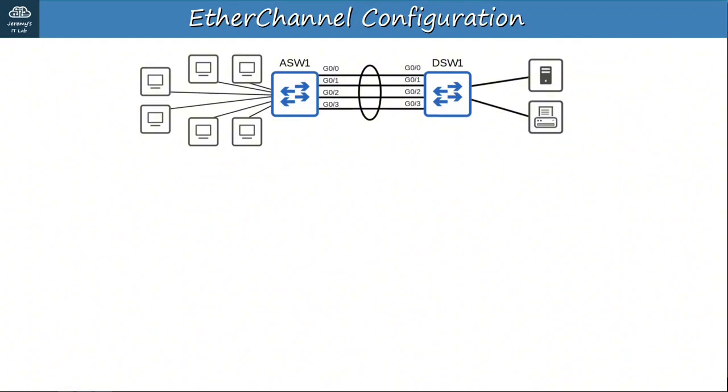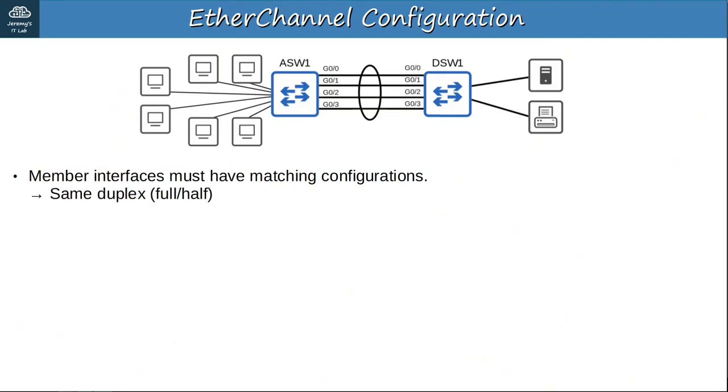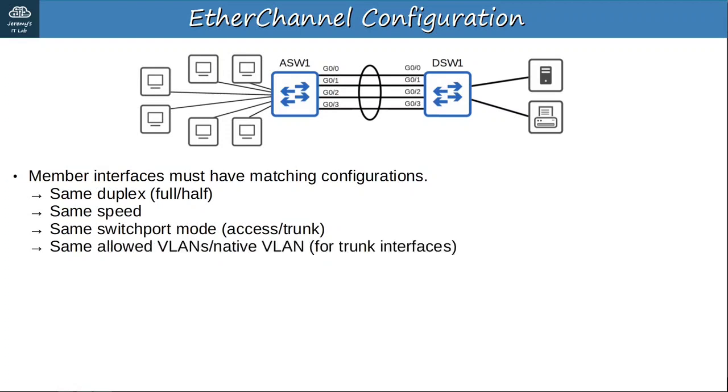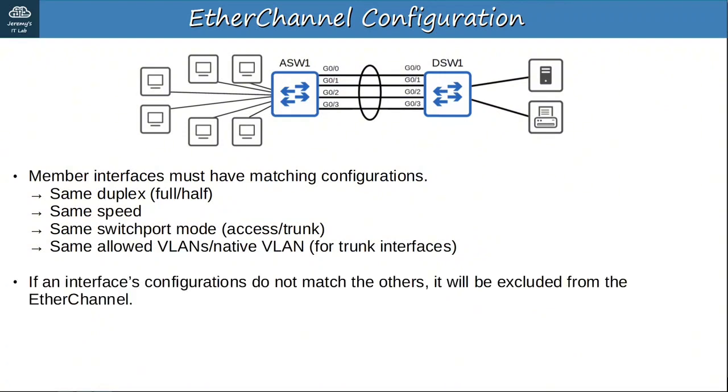Now, one more important point about ether channel configuration. Member interfaces, the physical interfaces in the ether channel, must have matching configurations. What do I mean by that? They must have the same duplex setting. They must have the same speed. They must have the same switch port mode, meaning access or trunk. If they are a trunk, they must have the same allowed VLANs and native VLANs. If an individual interface's configurations do not match the others, it will be excluded from the ether channel.